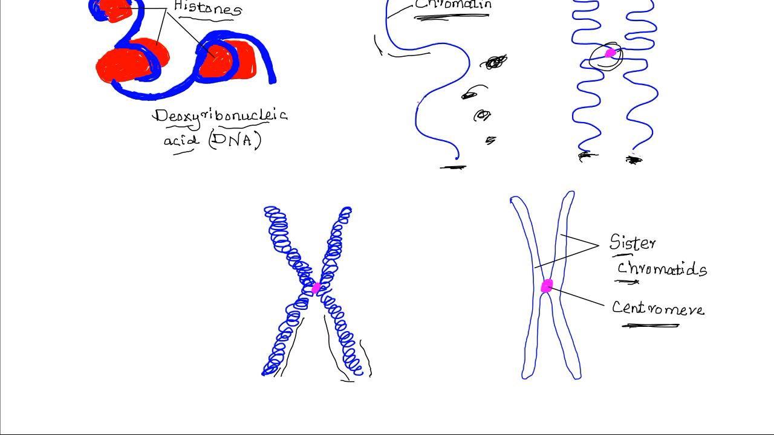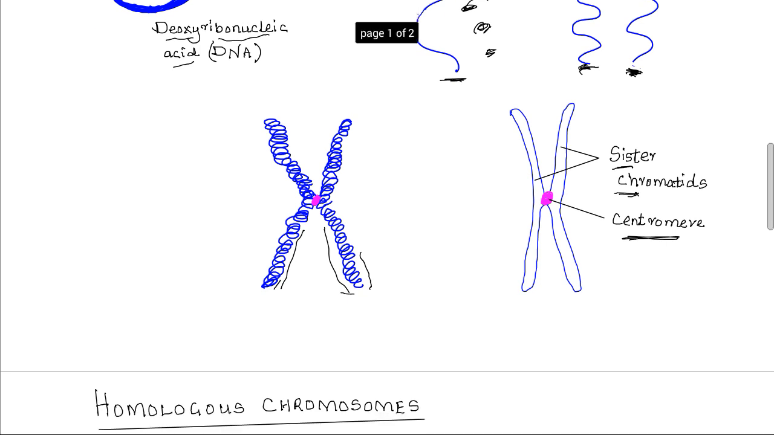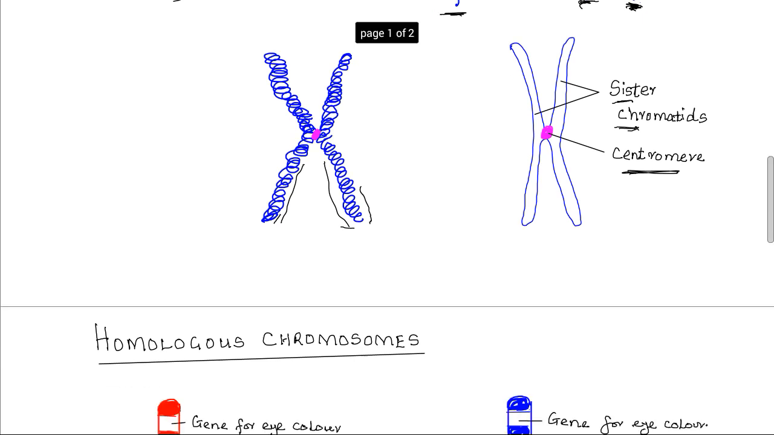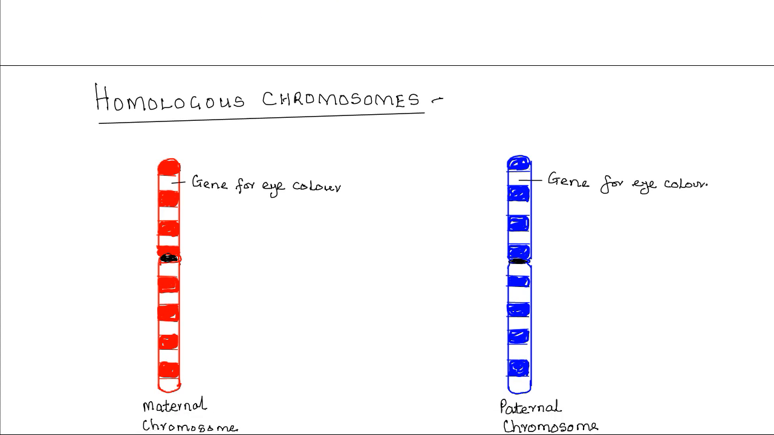Now, in the cells of most organisms, chromosomes exist in two nearly identical copies of each other that are known as homologous chromosomes, or simply as homologues. So homologue is another term that is used to describe the homologous chromosomes. Now, the members of each pair are similar in appearance with almost identical genetic makeup.